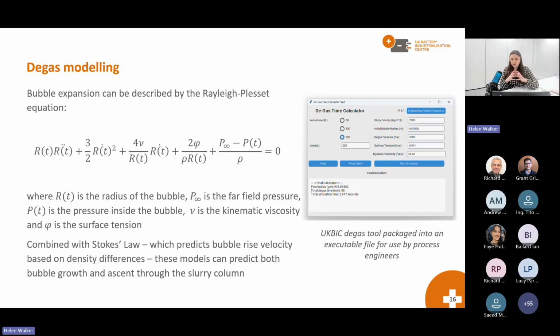So we imagine that we've whipped a bubble into our slurry during mixing, and then we can model how, as the pressure drops in our vessel, the bubble expands. And then as it expands, we can use another equation, which is Stokes' law, to model how the bubble moves up through that fluid column, and it expands and it accelerates, expands, accelerates. And what we've been able to do at UKBIC is implement this model and package it into an executable file for our process engineers to use.